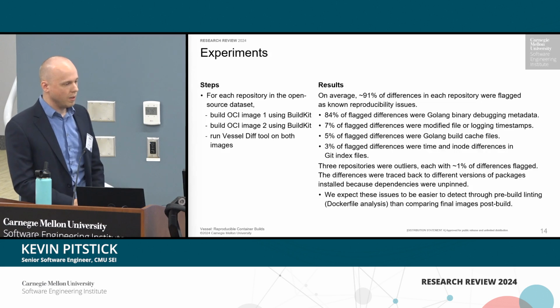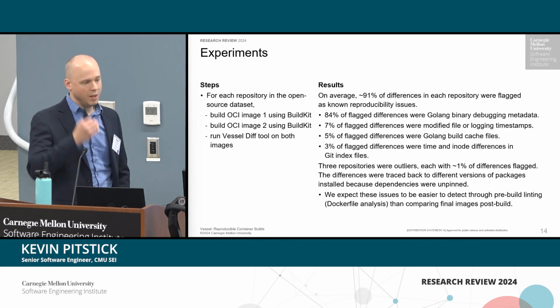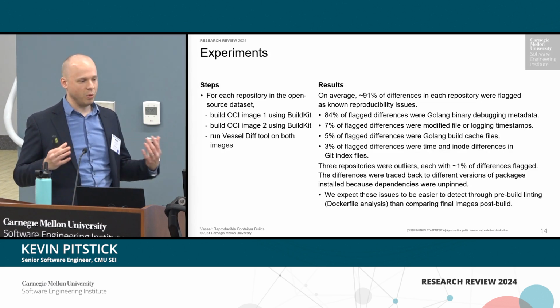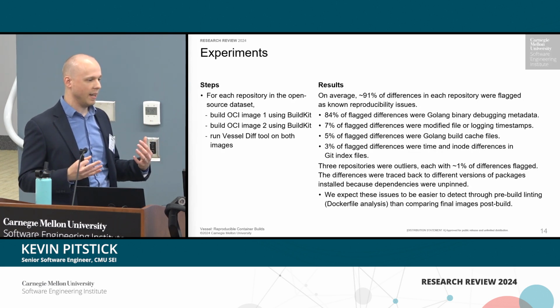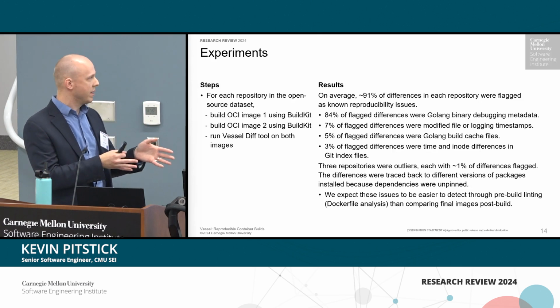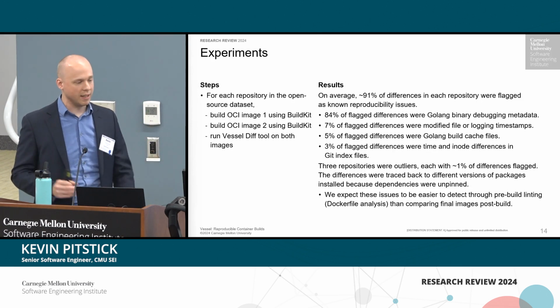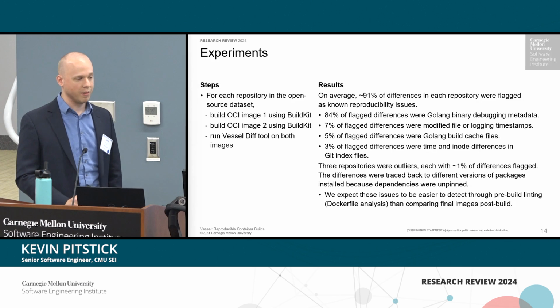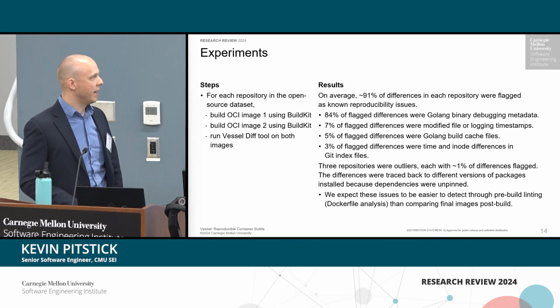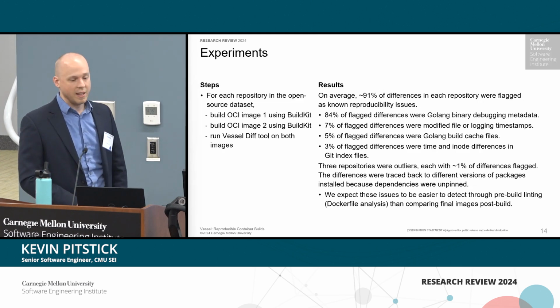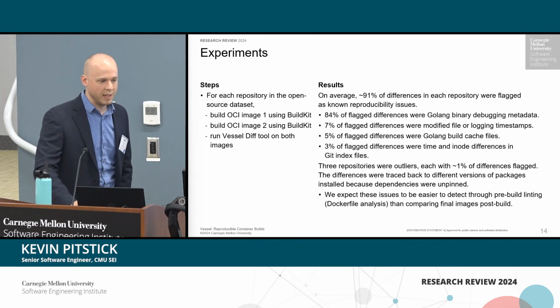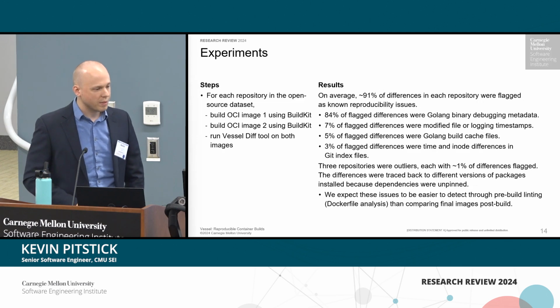And then for the experiment, as mentioned with our diff tool, we went through one by one, and we built the image one time, and then we built it a separate time. So we used BuildKit to build all of our images and output them in an OCI archive tar file format. And then we ran the Vessel diff tool on both of the images.